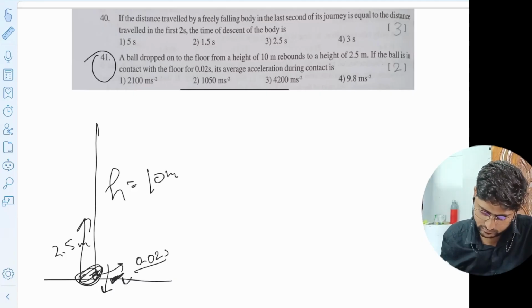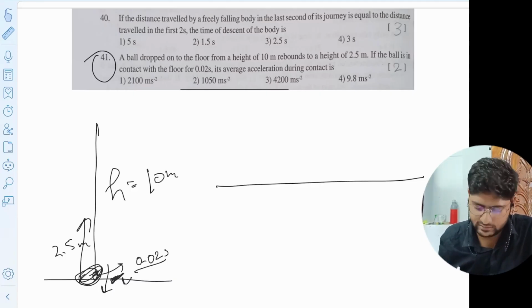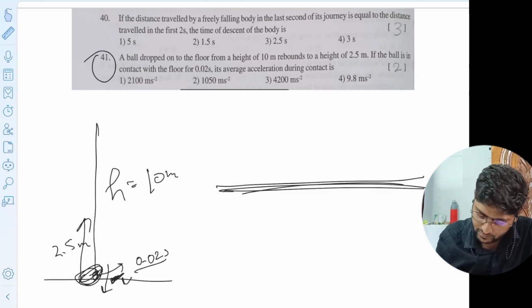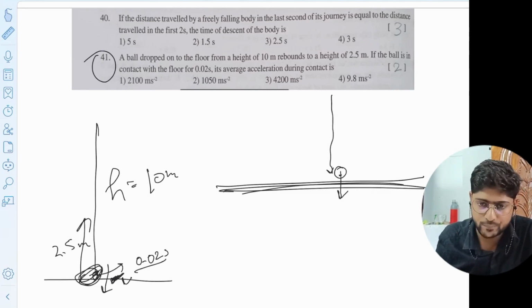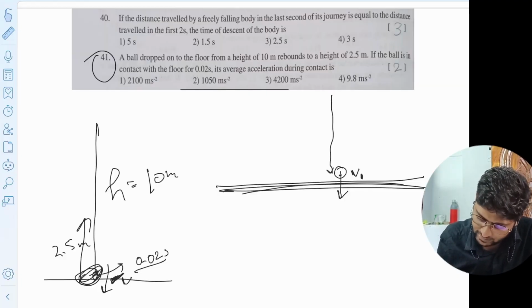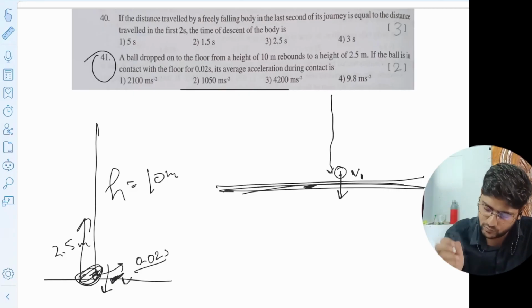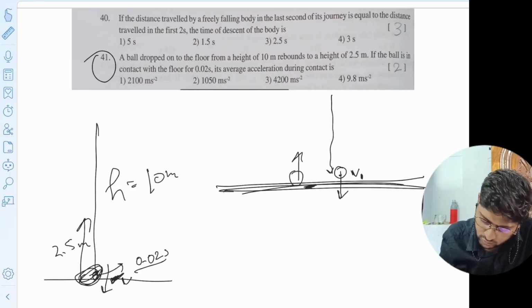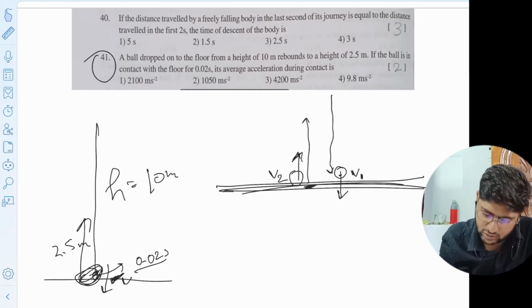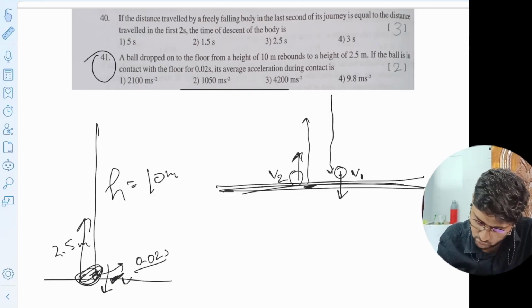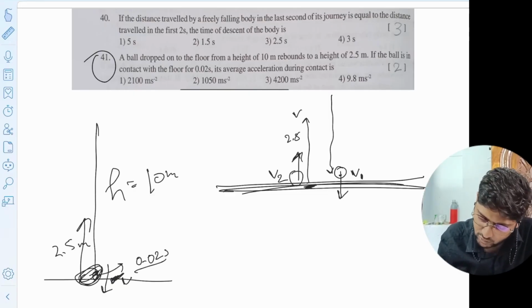See, this is suppose the floor. When the ball comes from here, suppose it will have some velocity toward downward. Suppose this was v1. And again the floor will apply a force on the ball, so the ball will go up. So suppose here the velocity was v2. But it is going up to a height of how much? 2.5 meter. Here velocity will become 0, so here v equals 0.